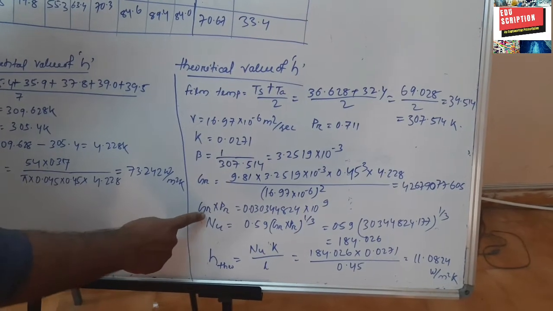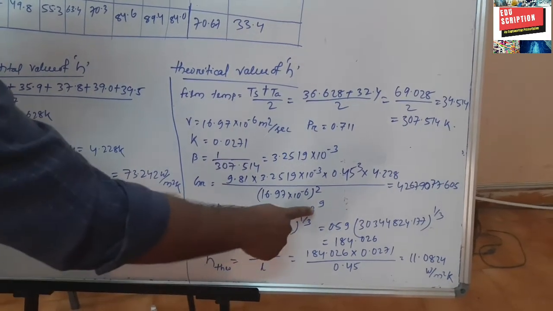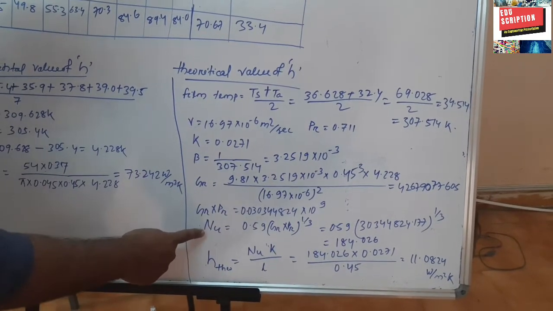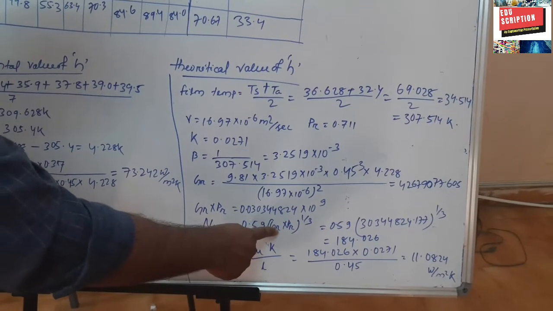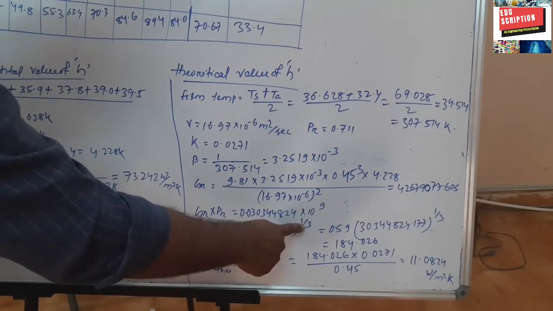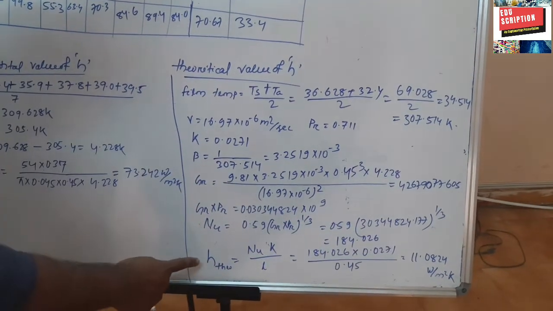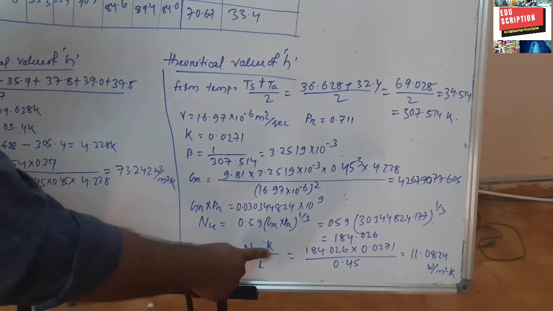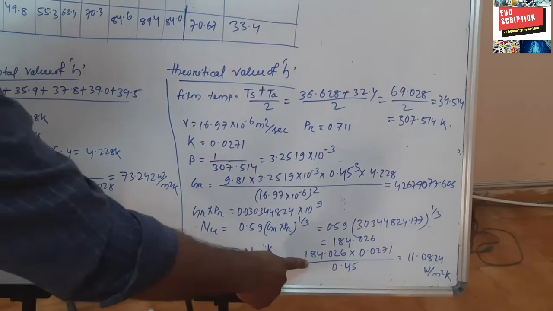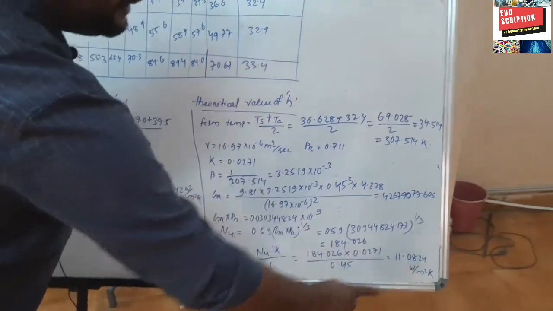605, and the product of Grashof number and Prandtl number is coming in the order of 10 to the power 9. So obviously the Nusselt number formula will be 0.59 into (Grashof number into Prandtl number) to the power 1 by 3. That value is coming 184.026, and now the H theoretical formula will be Nusselt number into K divided by L, which is going to be 11.0824 watt per meter square Kelvin.